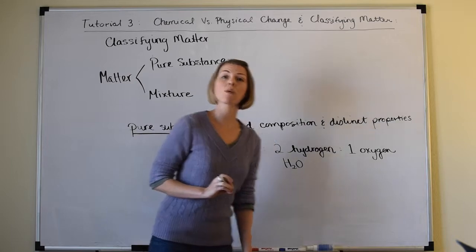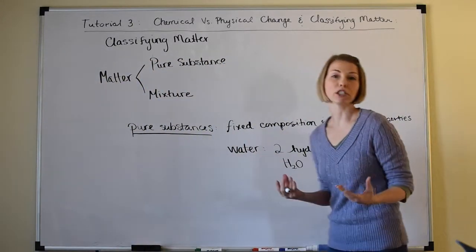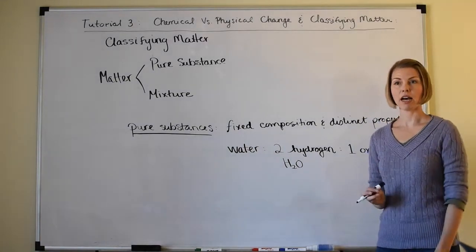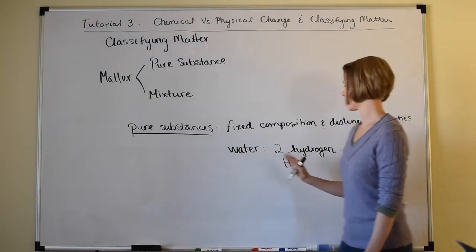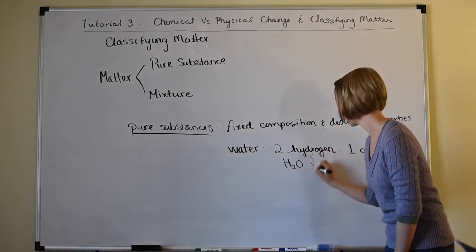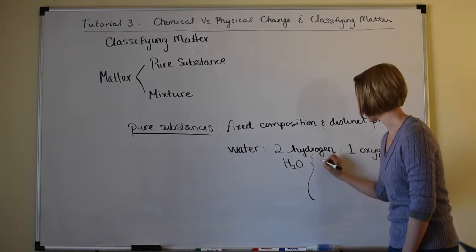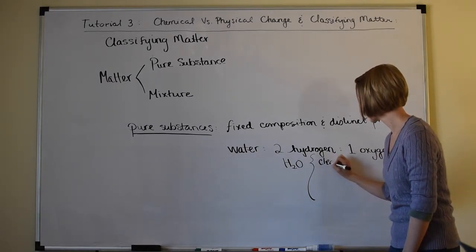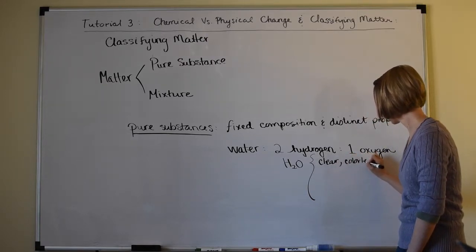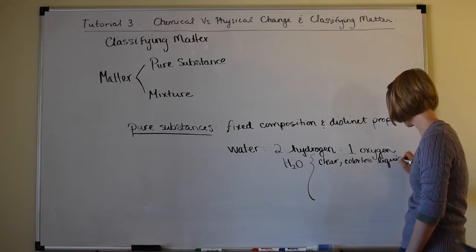Distinct properties, what we mean by distinct properties is things like its melting point, its boiling point, its color, its density, things like that. So water, we can look up a whole slew of chemical and physical properties for water. Let's just write a few down here. It's a clear, colorless liquid at room temperature anyway, atmospheric pressure.